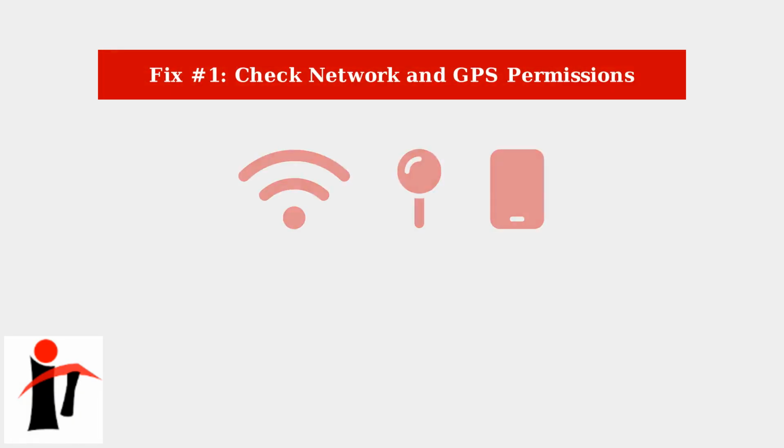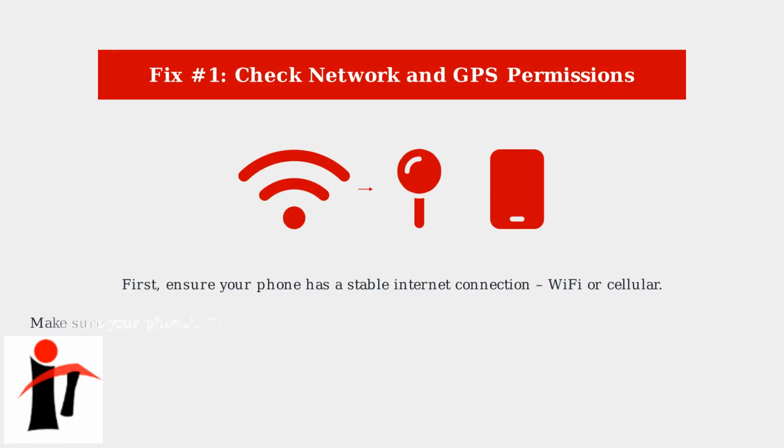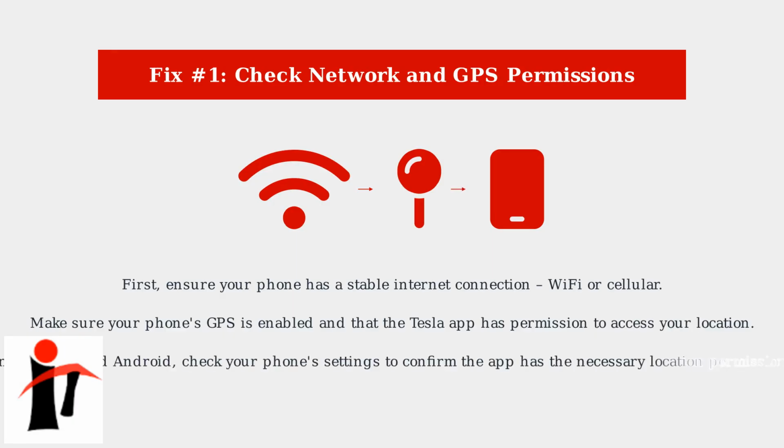First, ensure your phone has a stable internet connection, Wi-Fi or cellular. Make sure your phone's GPS is enabled and that the Tesla app has permission to access your location. On both iOS and Android, check your phone's settings to confirm the app has the necessary location permissions. A weak GPS signal, especially in urban areas or due to weather, can also cause problems.